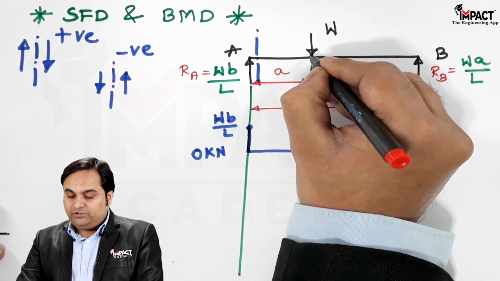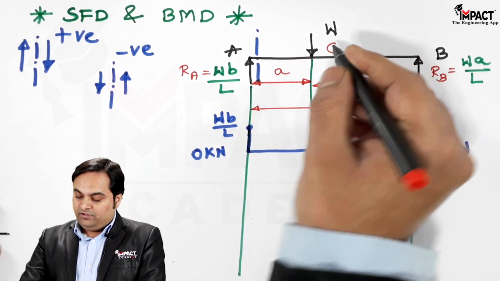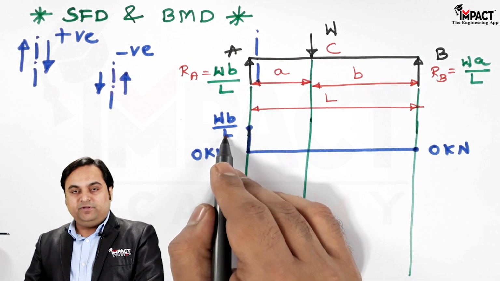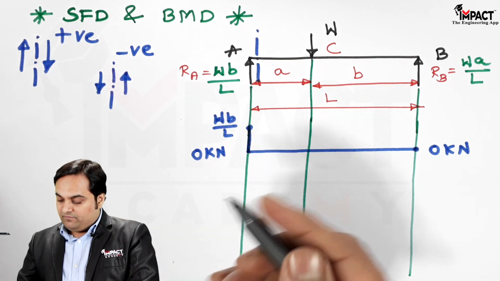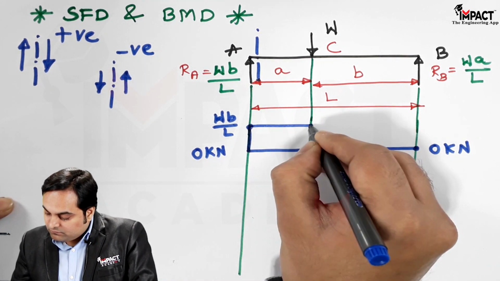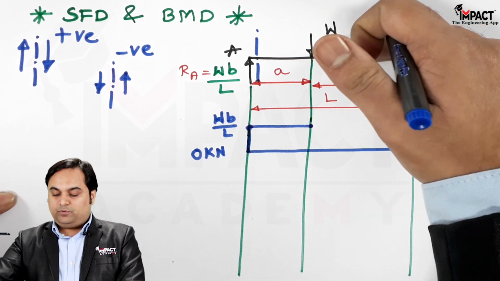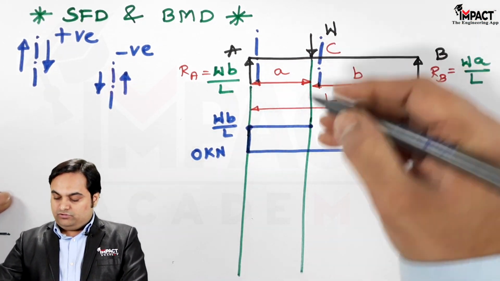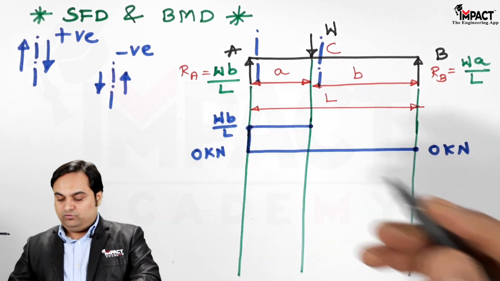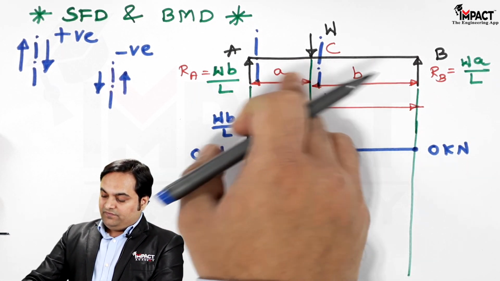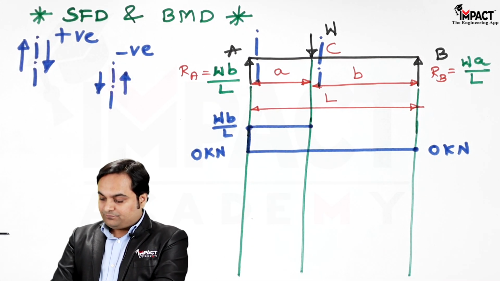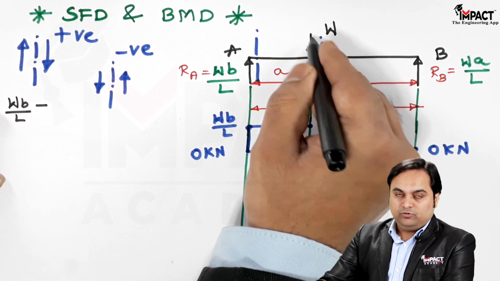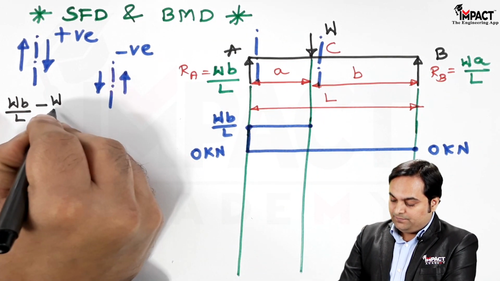Now we can see that between A and this point where the load is acting, I am denoting it as C, there are no forces present. So this shear force which is Wb by L will remain constant from A to C. Then the moment we reach point C, there is a downward force of W. So the value will change at point C, and how to get that? On the left of this section we have Wb by L acting upwards, then minus W because it is acting downward on the left of the section.